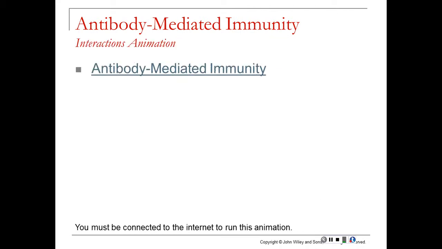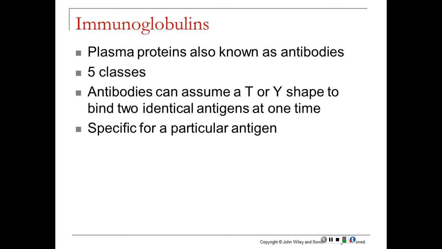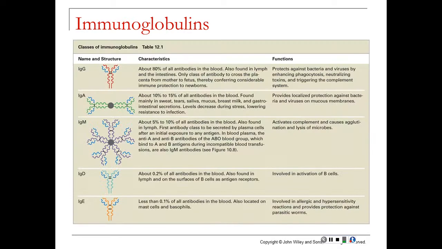This animation here goes through the antibody-mediated immunity. Let's talk about immunoglobulins. These are the special plasma proteins that we call antibodies. The technical term for antibody is immunoglobulin. There's 5 different types. Antibodies can be T-shaped or Y-shaped, and they can bind to identical antigens at the same time. They're specific for a particular antigen. So kind of like an enzyme and substrate, antibodies and antigens are specific as well.